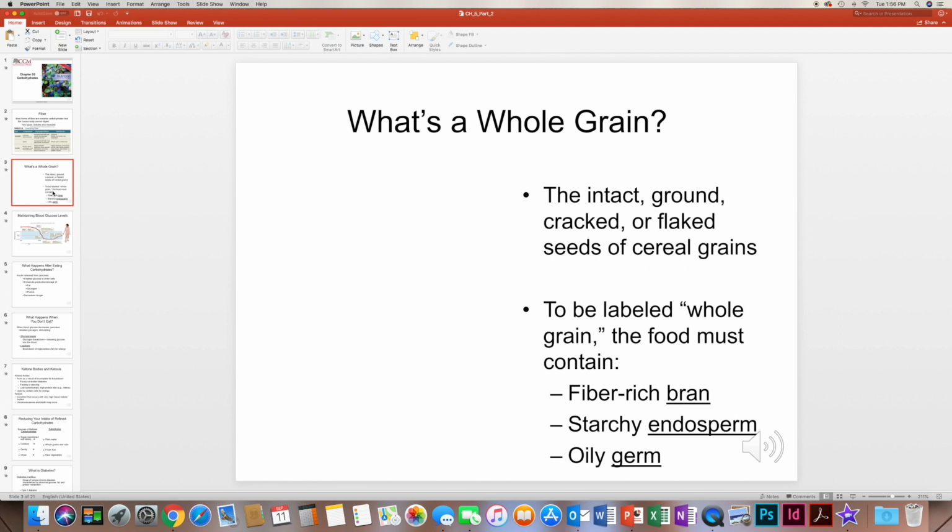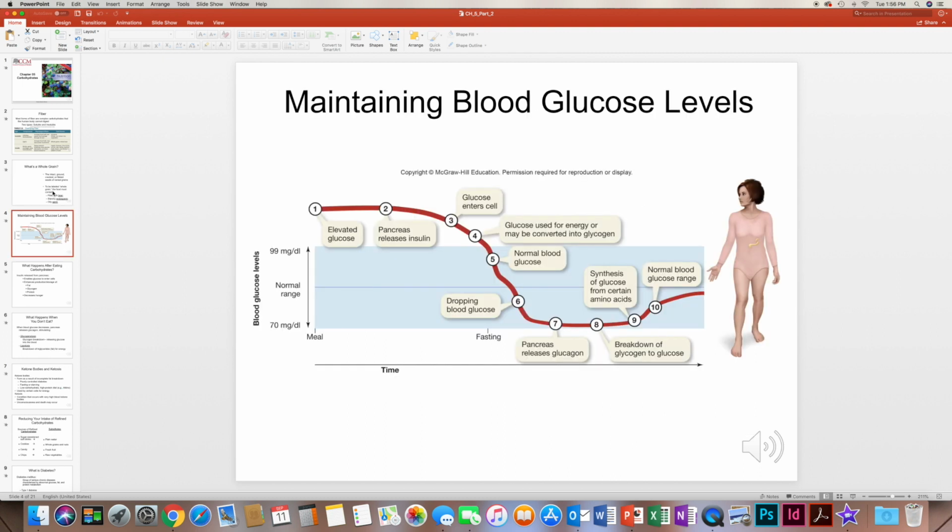When we think about fiber, we have to think about whole grains. These grains are intact. They're not processed or cracked. They must have the bran portion, the endosperm, and the germ. When those parts are not broken down or processed in any way, that grain is considered whole. It's important to eat complex carbohydrates such as fiber and whole grain. They help to maintain the blood glucose levels.